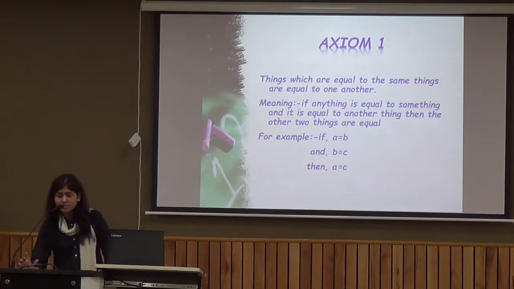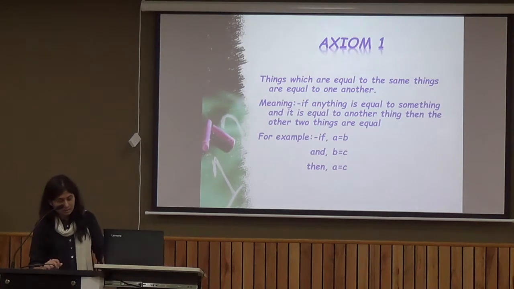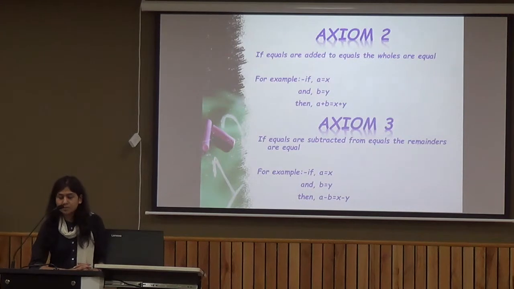Now, the meaning of axiom 1 is, if anything is equal to something, and that something is equal to another thing, then the two things are equal. Here in this example, we have taken A is equal to B and B is equal to C. Therefore, A is equal to B is equal to C. Now, moving further to axiom 2.